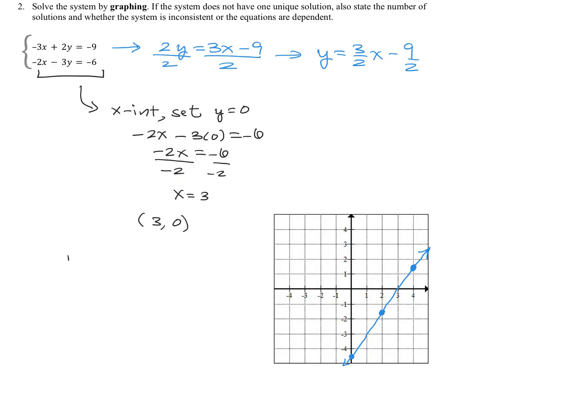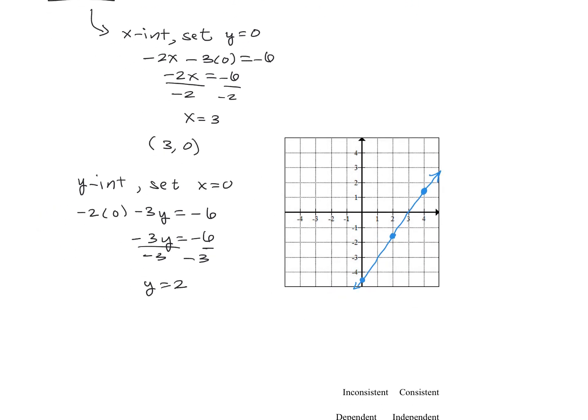And then we'll find the y-intercept as well for the same line. We're going to set the x equal to 0. So that's negative 2 times 0 minus 3 times y is equal to negative 6. And we have negative 3y equals negative 6, divided by negative 3, and y is a positive 2. So that intercept is 0, 2.